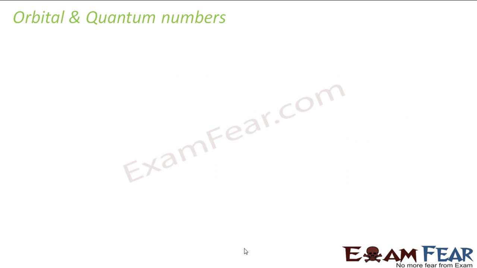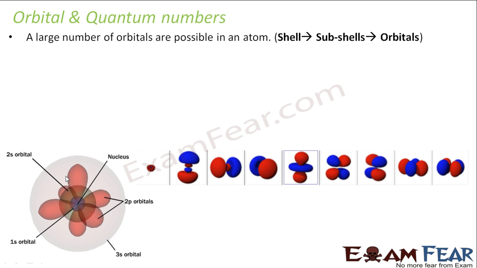So we'll talk about some orbitals and quantum numbers actually. If you see, there are a large number of orbitals possible. There is something called shell, and then we have something called subshells, and then we have something called orbitals. I'll discuss all this. For example, you have n is equal to 1, 1s, that is the shell number 1. In that you have a subshell, s is the subshell. And then you have orbitals, in this case only one orbital.